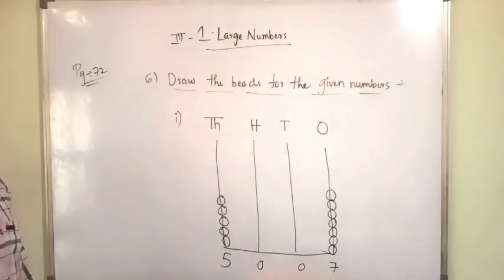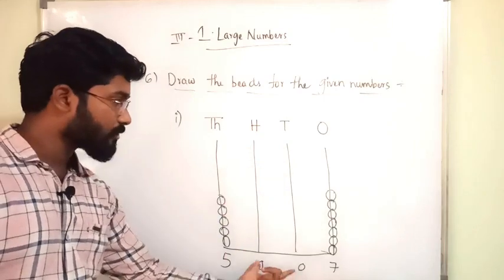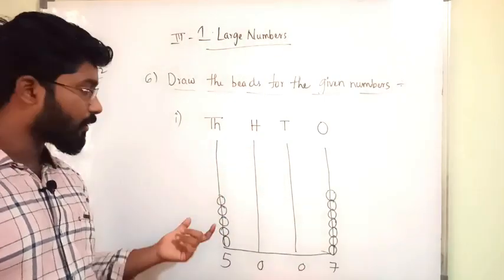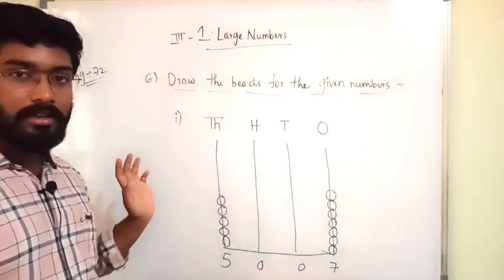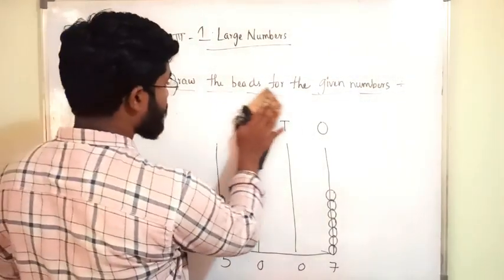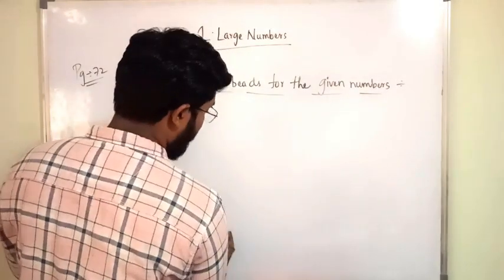Clear? So like that you have to draw. Because you are having zeros for hundreds and tens, I am not drawing anything. You should remember that: under which number is there, that many beads you have to draw in that rod. Okay. Should remember that one. This is a very easy process, very easy bit for you. Just seeing and drawing the number of beads.